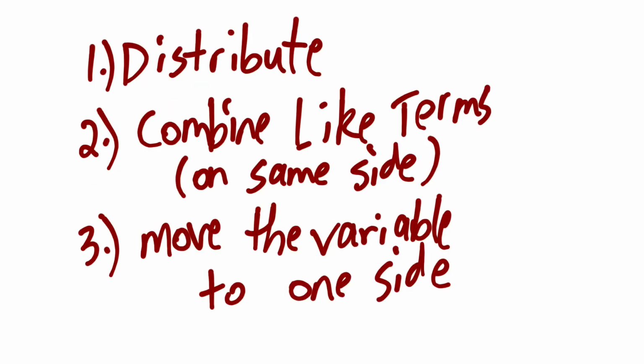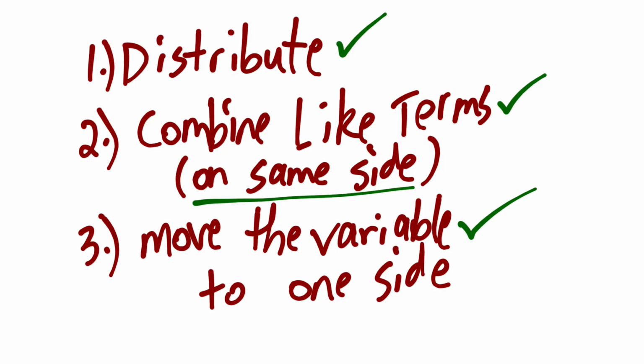When we get into multi-step equations, we're going to add these 3 steps at the beginning. And after that, everything will end up being the same. So the first thing we're going to do is distribute anytime we see a number outside of parentheses. Then we're going to combine like terms. A key idea is that they have to be on the same side of the equal sign to do so. And finally, we're going to move the variable to one side.